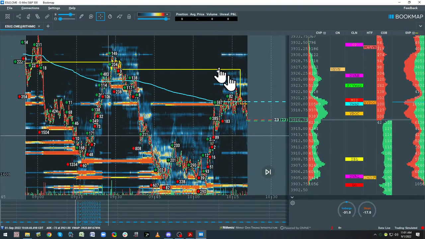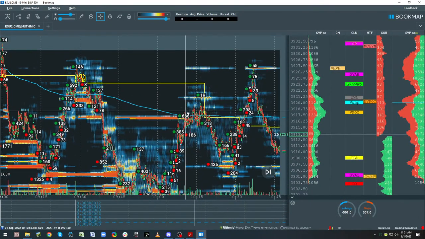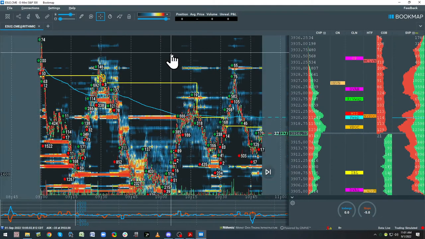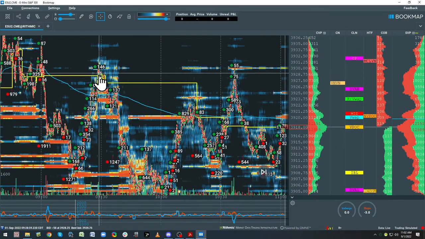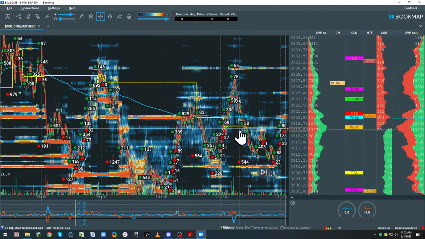There's more. Watch. Moves down. Where do we come? Here, here. Price check. A liquidity in the book. Potential short. Where to? Back here. Price check.